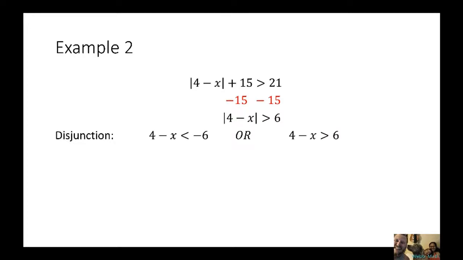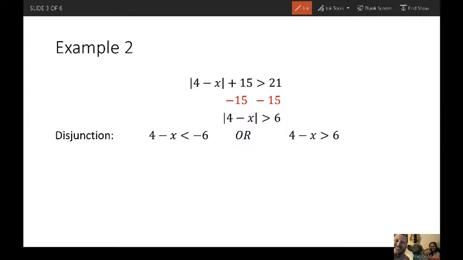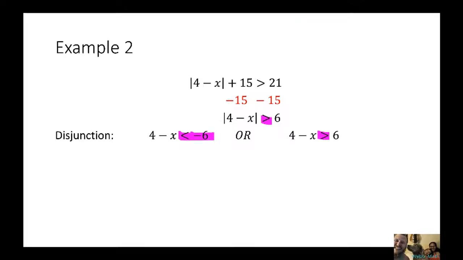So here's our disjunction. Everything inside the box is less than negative 6. Again, you have to remember, if you are doing the negative version of your disjunction, your symbol will change. You need to remember that. If it stays positive, it stays the same. Only when it's negative will it flip. Now that we have our disjunction, we'll solve for x.